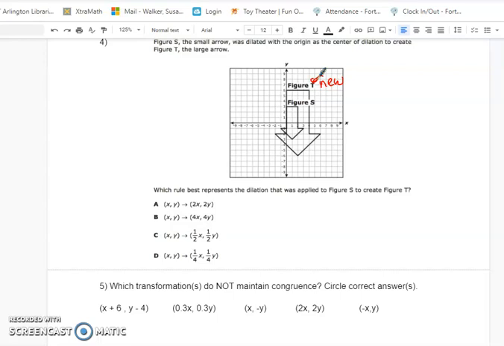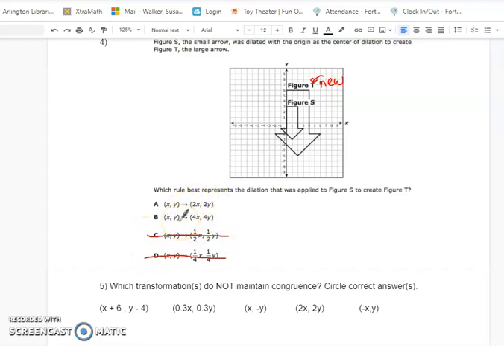So it says which rule best represents the dilation. So first of all, all of these represent a dilation. Okay? We usually try to get rid of some, but all of these represent dilations because they're all in front of the variable. Okay? They all have a coefficient. But what I do know is since the shape got bigger, I can get rid of a couple. Because if it got bigger, that means the scale factor has to be greater than 1. So that one is wrong and that one is wrong. Has to be one of these.